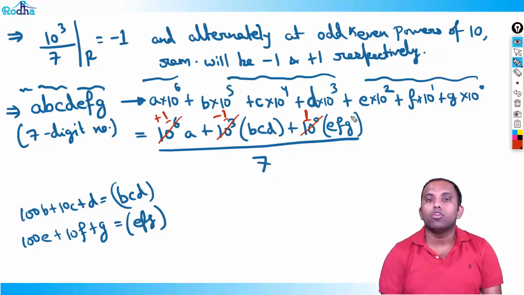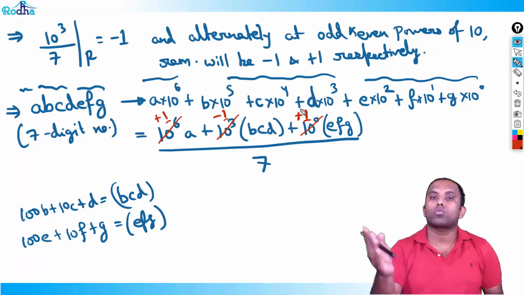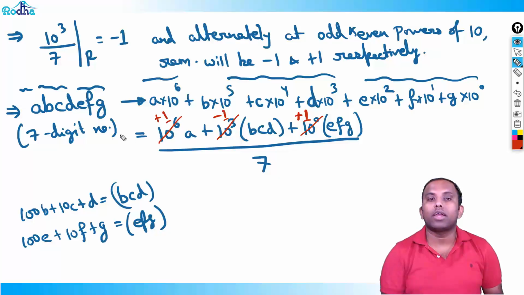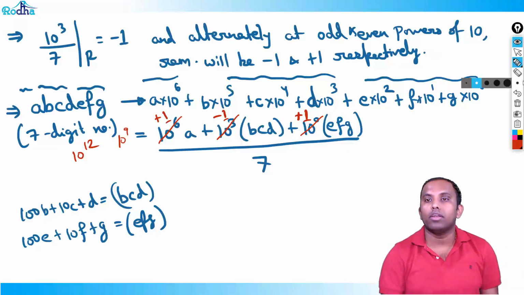It goes like this. Always the last will be plus 1, because in the last nothing comes common. So 1 by any number is plus 1, irrespective of whether it is positive or negative. Last is always plus 1. Then alternately plus 1, minus 1, plus 1. So had it been 10 raised to 9 here, again a minus 1. Then 10 raised to 12, again a plus 1. It goes alternately.